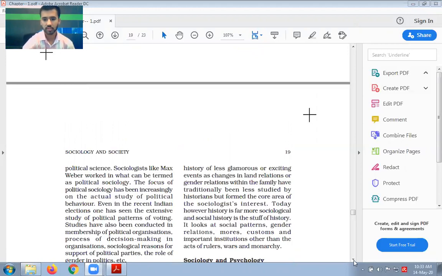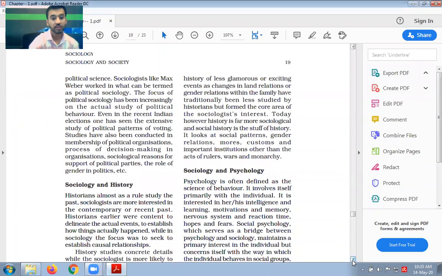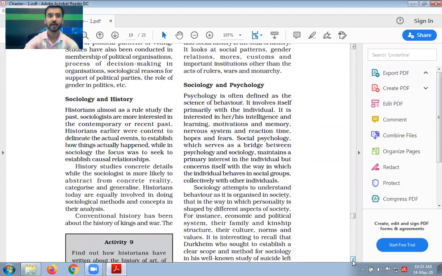Okay, so this is what political science and sociology is all about, and we understood economics also with reference to the market, right? Now history. When we talk about history, it is also related to political science, or they are interrelated to each other. How can we say this?